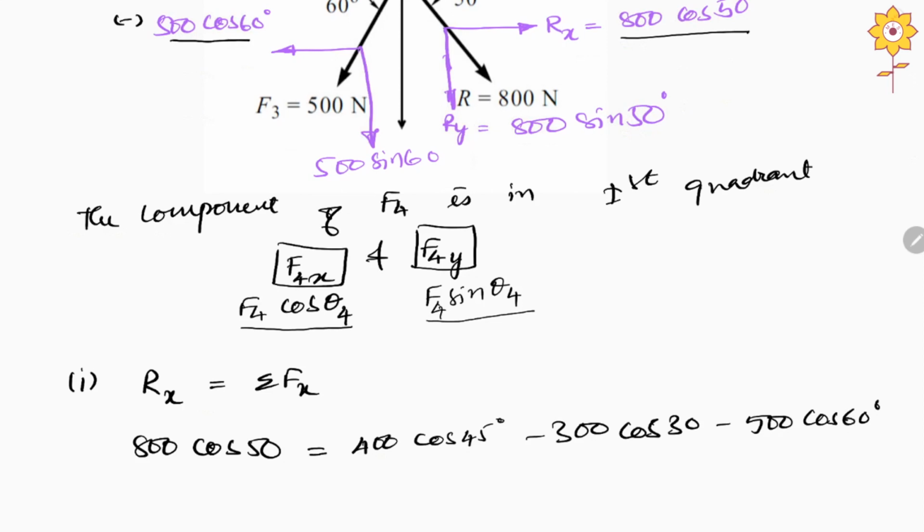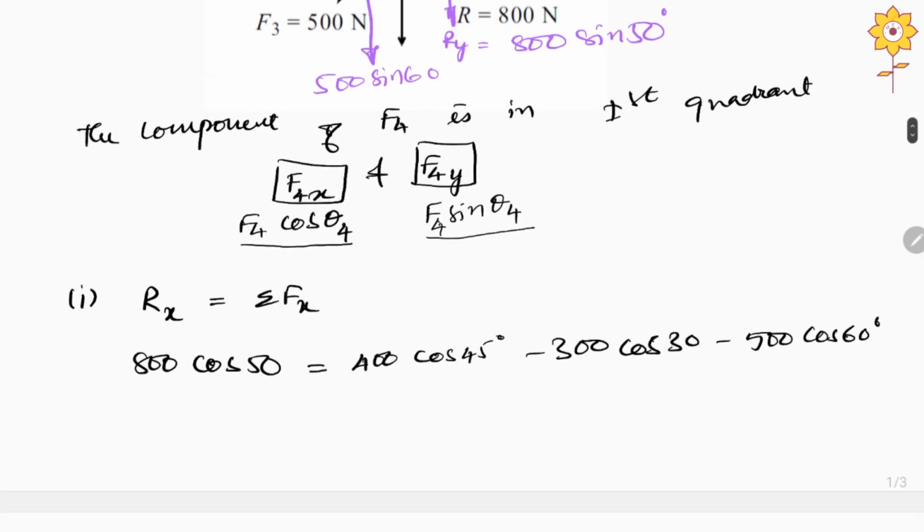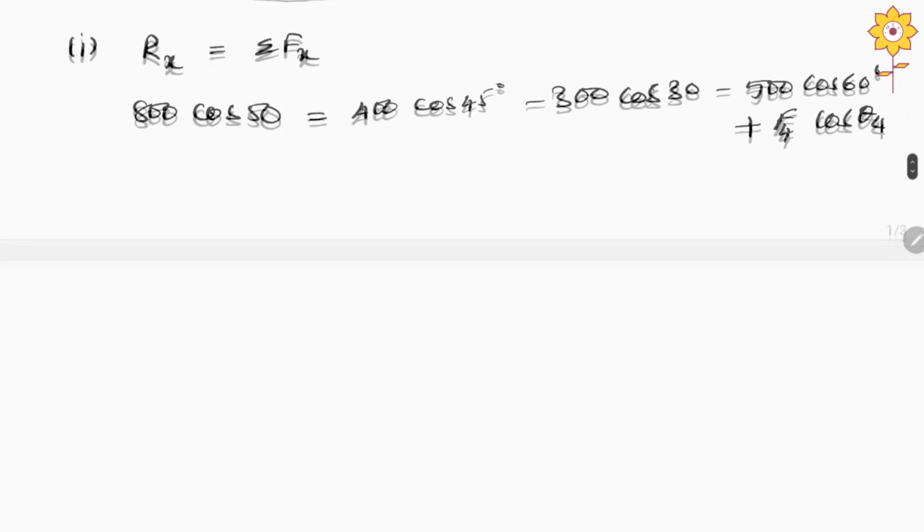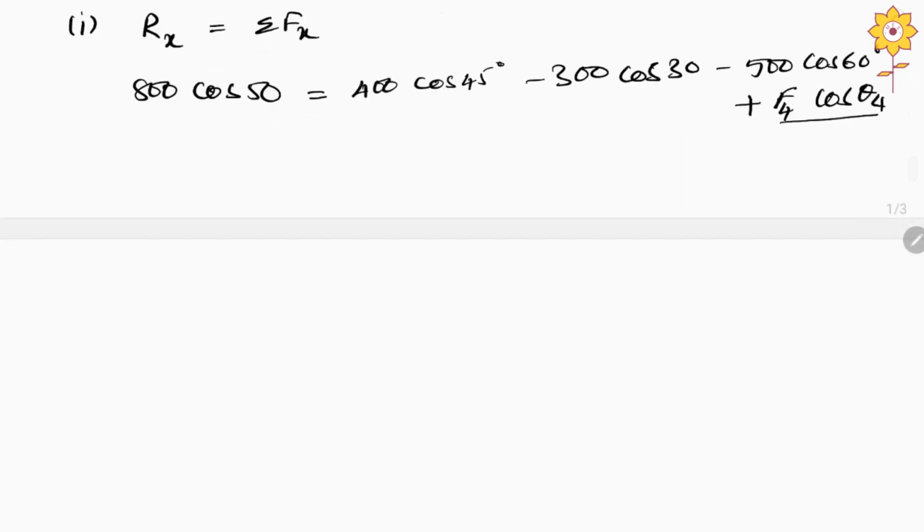Okay, so this is the equation, but if you remember, we have this unknown component, that is plus f4 cos theta 4. We have to write this as well, because we are saying this is a component, right? So this f4 cos theta 4 is nothing but the x component, that is f4x, right? So now this force is unknown, so we can keep f4 cos theta 4 on one side and calculate all the rest. If we calculate all these things, we will get the value as 741.19 Newton.